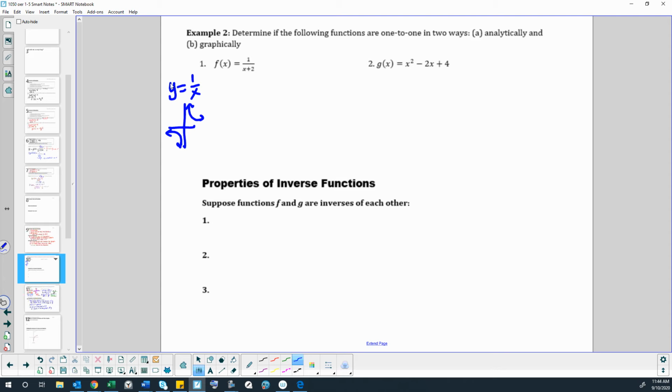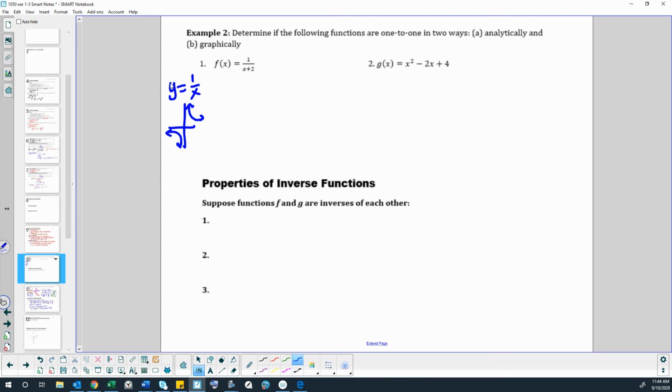Okay, so what would it be? Let's practice what we learned in section 1.3. What happens to our graph if we have an x plus 2 inside the fraction? What direction is that going to move in? Left, right, up, or down?